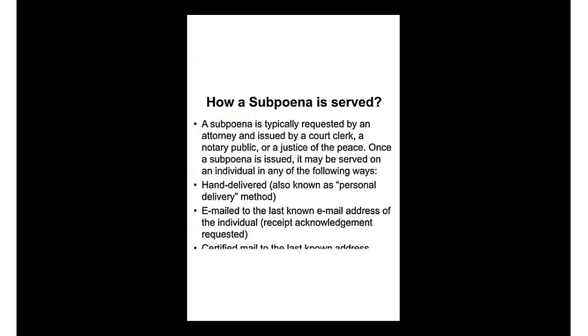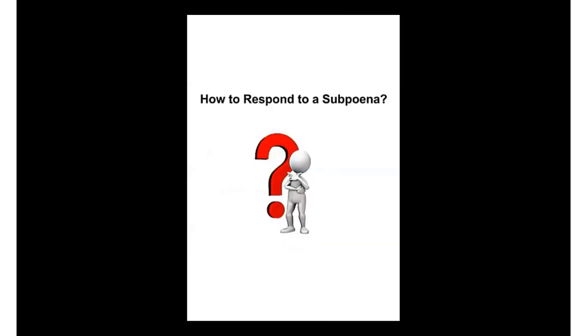So how is the subpoena served? A subpoena is typically requested by the attorney and issued by a court clerk, notary public or justice of the peace. Once the subpoena is issued, it may be served on an individual in any of the following ways: hand delivered, also known as the personal delivery method, email or receipt acknowledged, or certified mail to the last known address. Whatever the email address is, on that basis they can use the last known email address.